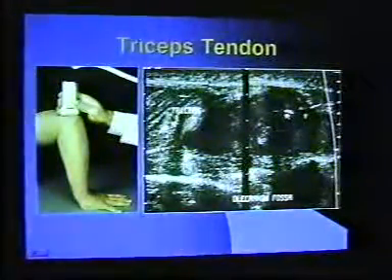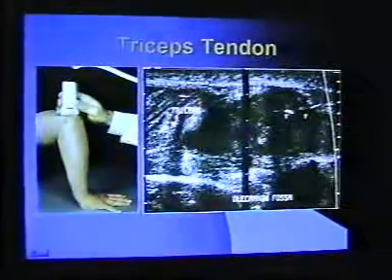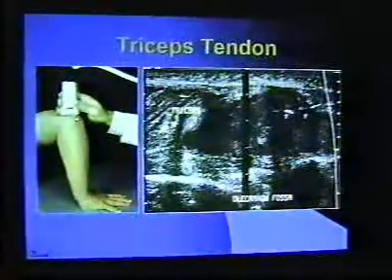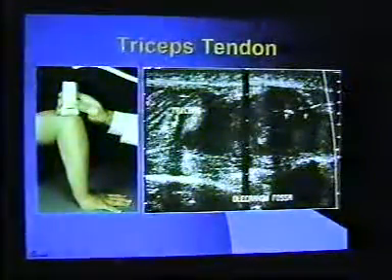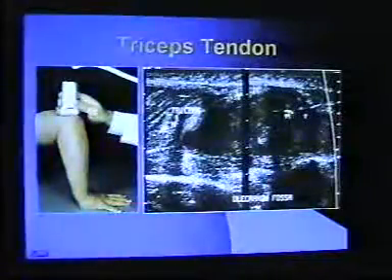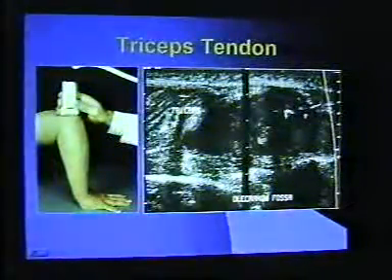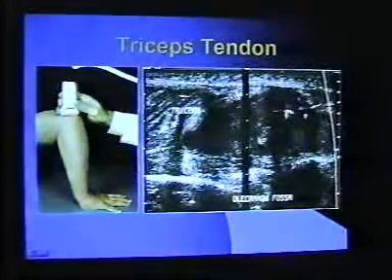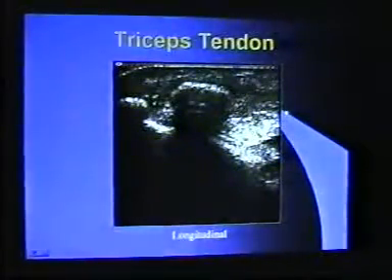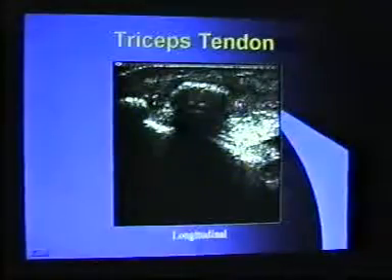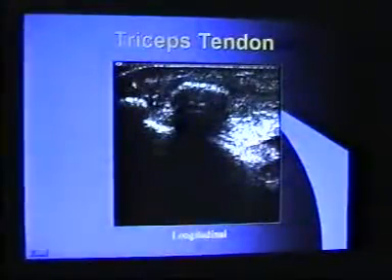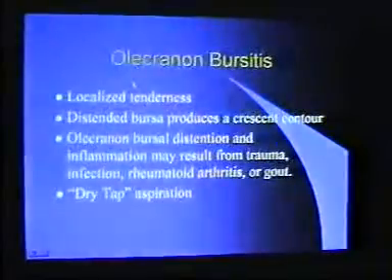We scan the triceps tendon at this area near the olecranon process, and here is chronic tendinitis. The whole of this area is involved, and some necrotic areas along with calcifications indicate a chronic process. Another longitudinal scan showing calcification within the tendon of the triceps indicating chronic tendinitis.